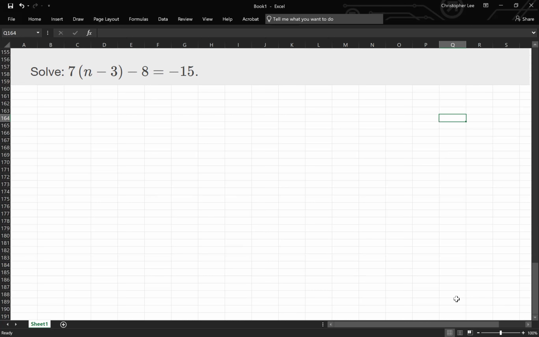Ideas. How can I solve this? Get n by itself. I'm sorry? Sorry, get n by itself. Right, that's what I want. Yeah, that's what I want. I want n on one side and all the numbers on the other side. So what do we think that I could do here? What are some ideas?